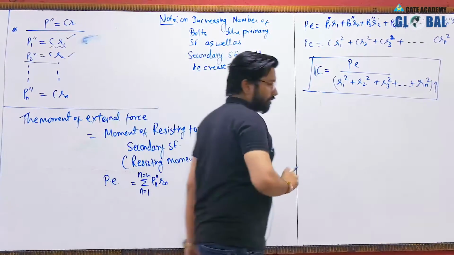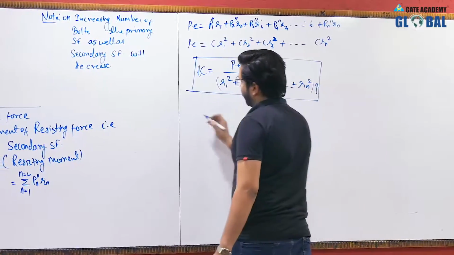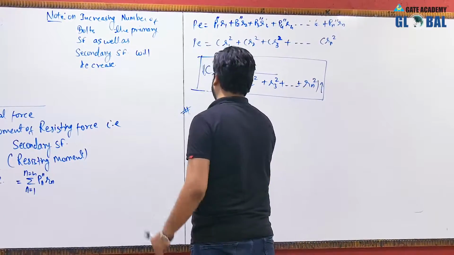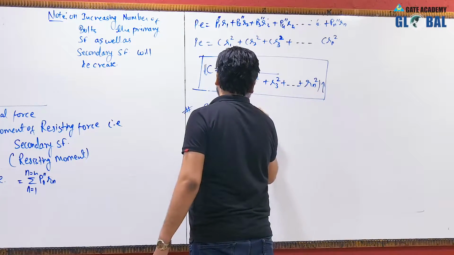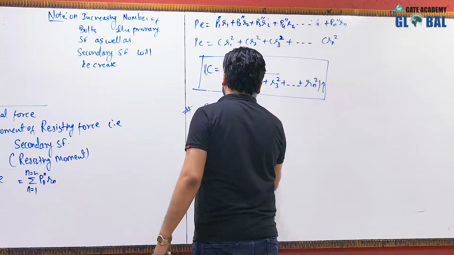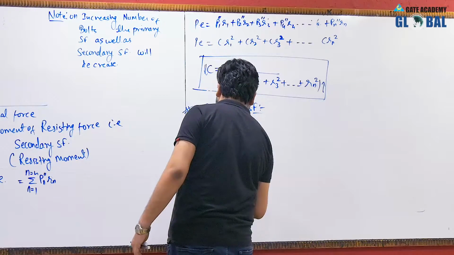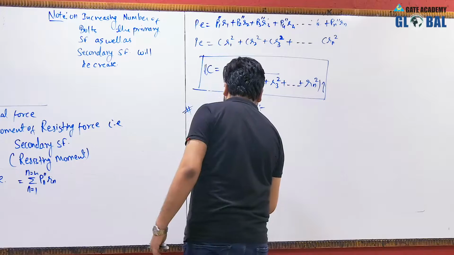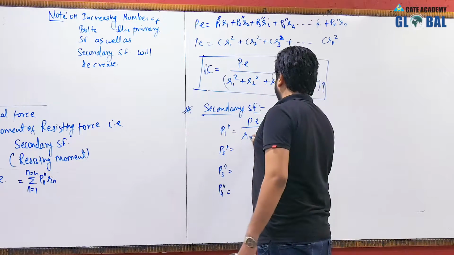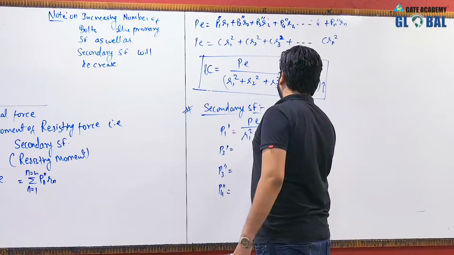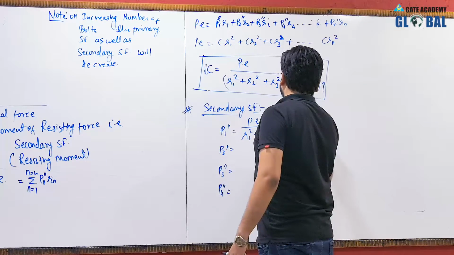Okay, now as soon as we get the value of C, we will be able to calculate the values of secondary shear force. So the secondary shear forces P1'', P2'', P3'' and P4'' will be equal to P into E divided by R1² + R2² + R3² + R4², multiplied by R1.